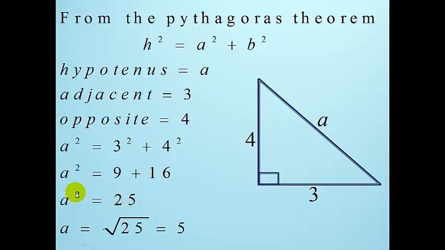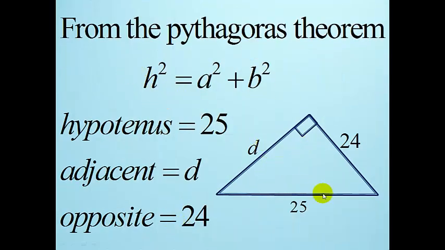So if you have A square equals 25 and you are solving for A, you have to take the square root of both sides. The square root of A square is A, and the square root of 25 is 5. That means that A is equal to 5, and you can see that 5 is greater than 4 and 3, so it is true that the longest side is the hypotenuse. That is the side opposite to the angle 90 degrees. So A is equal to 5.